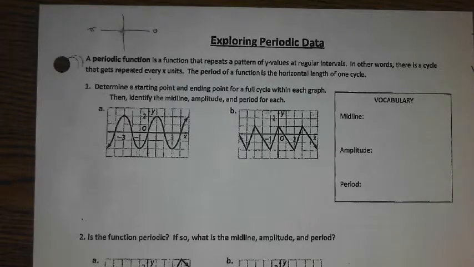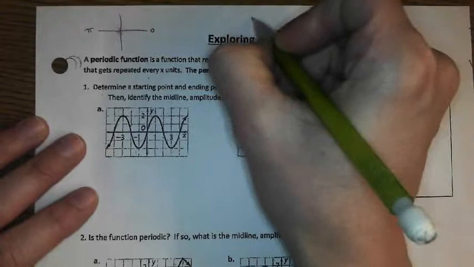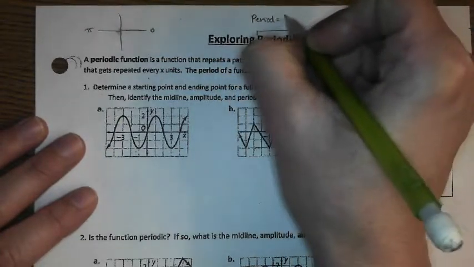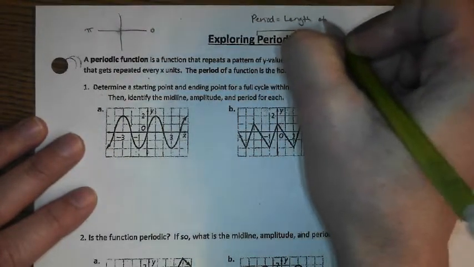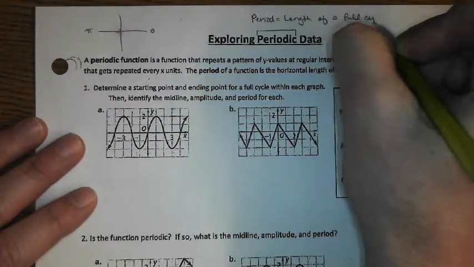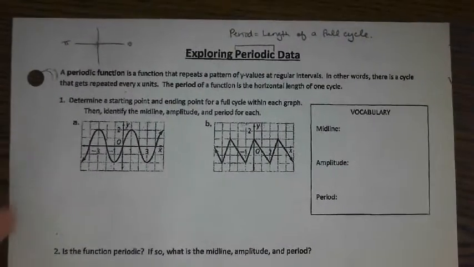It's called periodic data because the length of that cycle is your period. Period equals length of a full cycle. So a periodic function is a function that repeats a pattern of y values at regular intervals. Those regular intervals are the period. That's the length of your cycle. In other words, there's a cycle that gets repeated every x units. The period of a function is the horizontal length of one cycle.